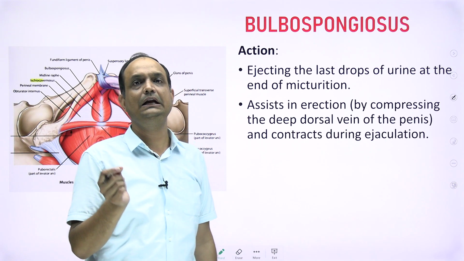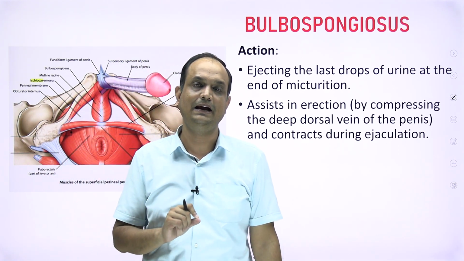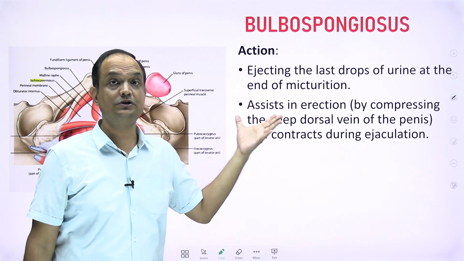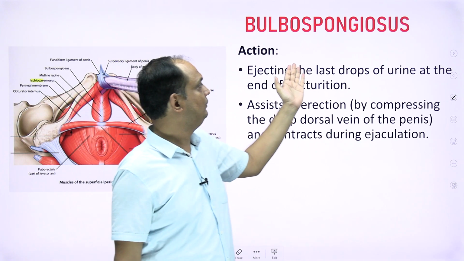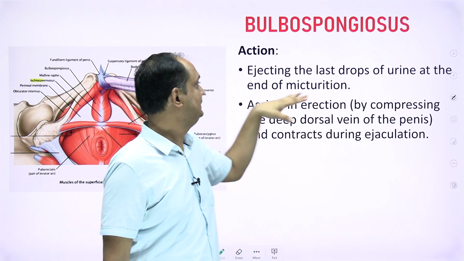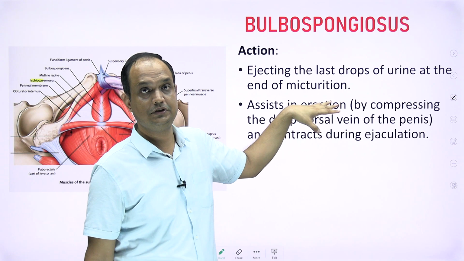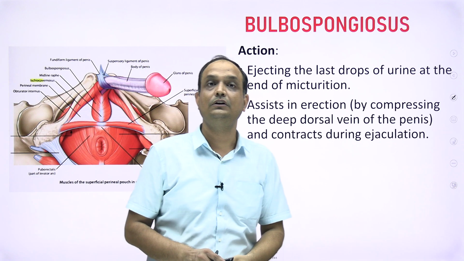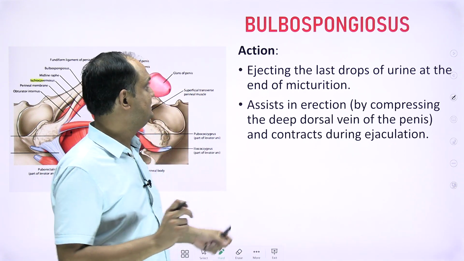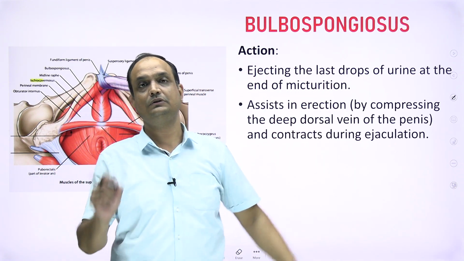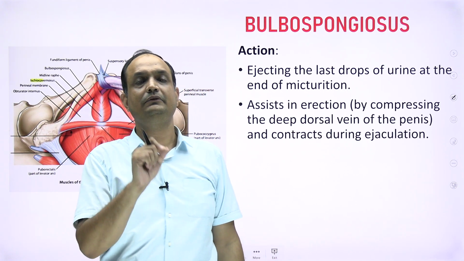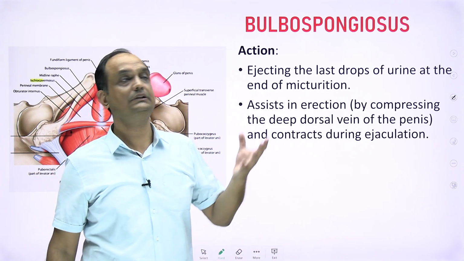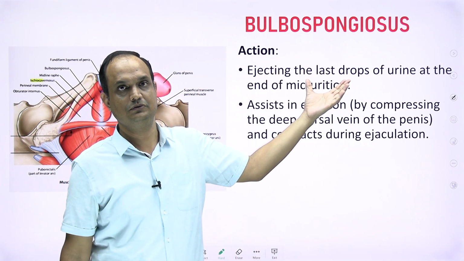This is a very commonly asked multiple choice or fill in the blank question in your exam: which muscle is responsible for ejecting the last drop of urine at the end of micturition, or the last drop of semen after ejaculation? In both cases, the answer is Bulbospongiosus. So, the last drop of urine in males at the end of micturition is ejected with the help of this muscle, known as Bulbospongiosus.